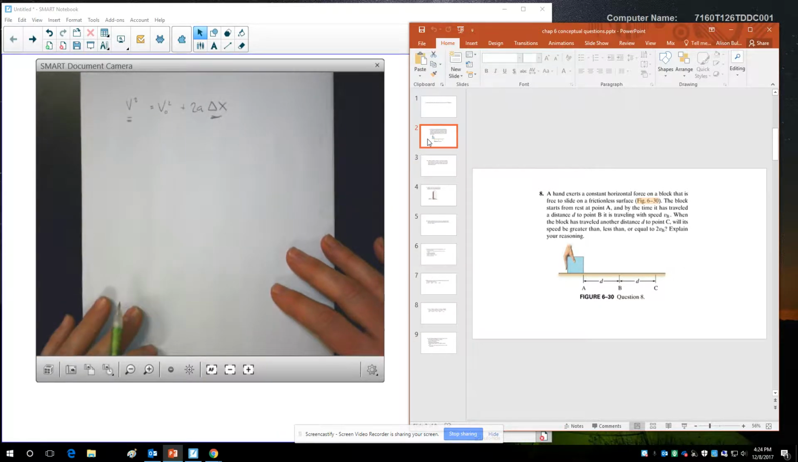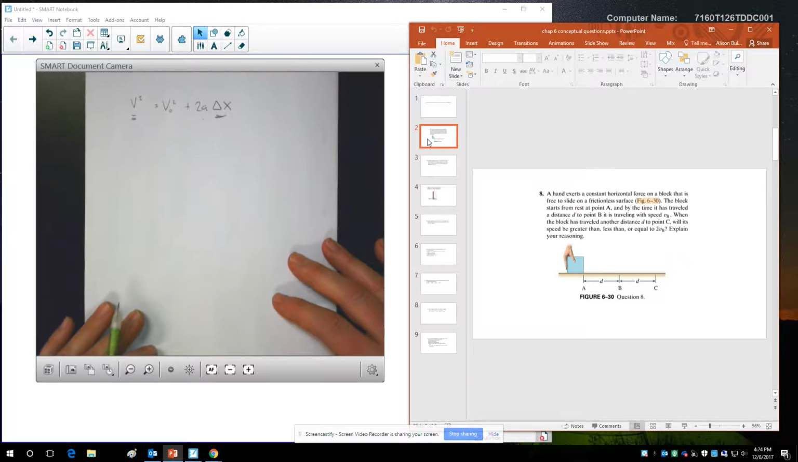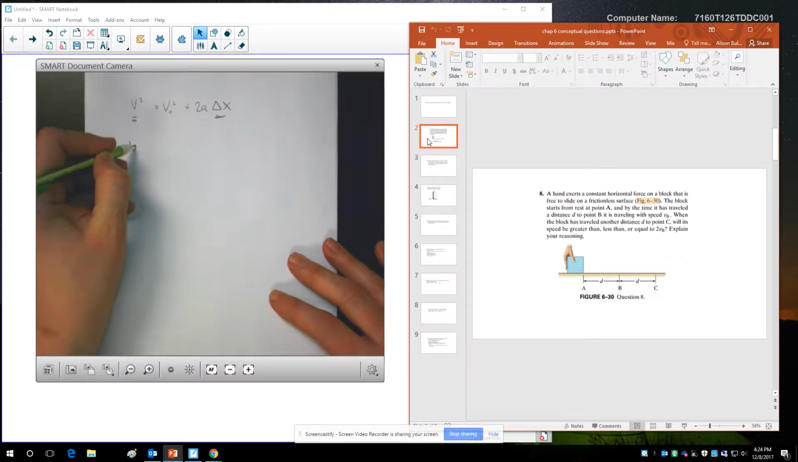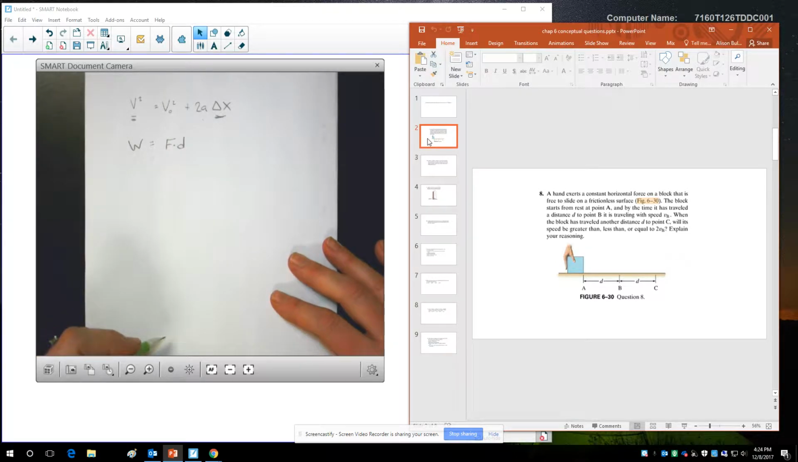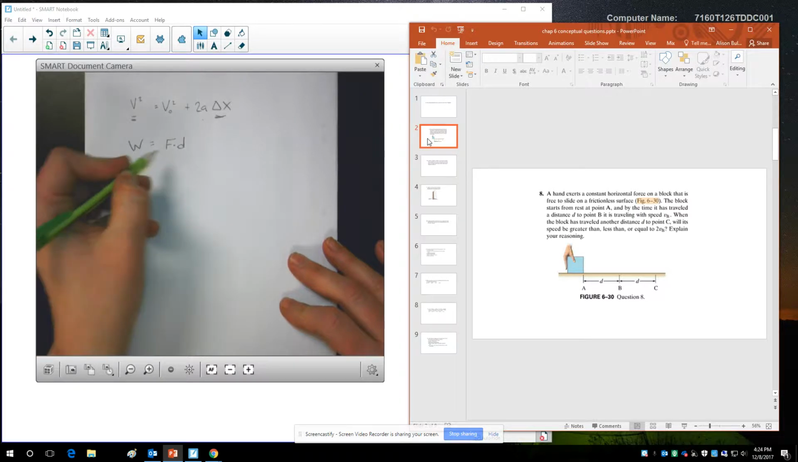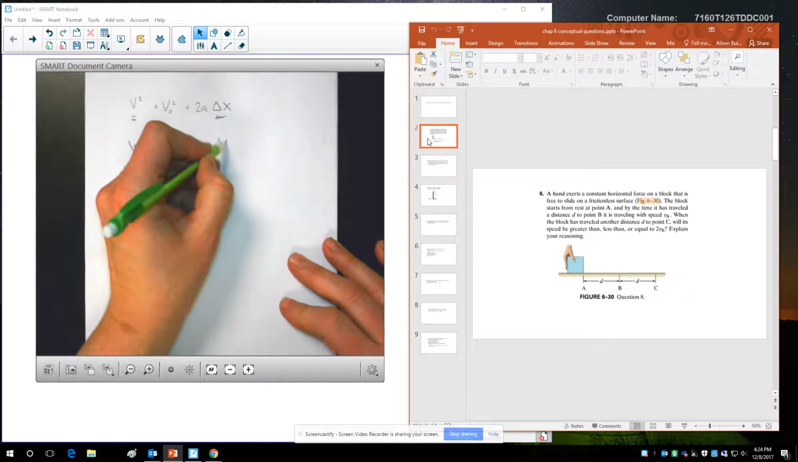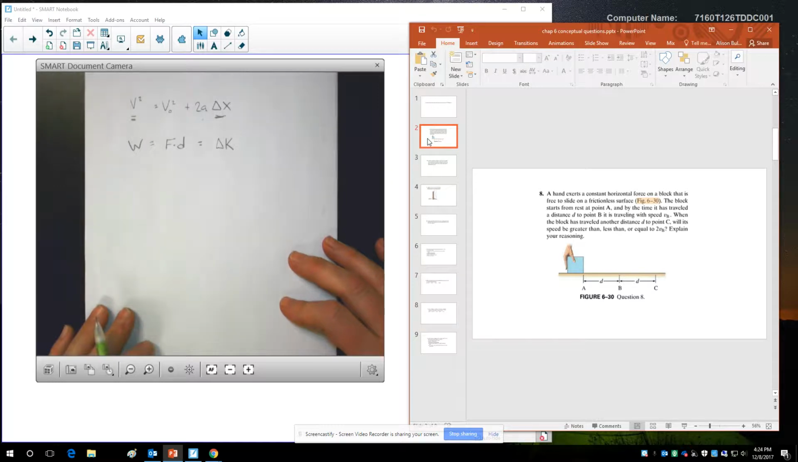I think it would be nice to talk about this in terms of work and change in energy as well, and we'll see that we get the same answer. So we know that the work done by the hand is equal to force times distance, and we know that this constant force is causing it to slide distance d and then distance d. We know that the work done by the hand causes a change in kinetic energy of the block, because the problem tells us that it's a frictionless surface and there's only this one horizontal force acting on the block.